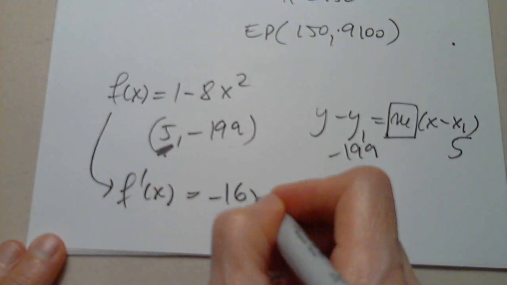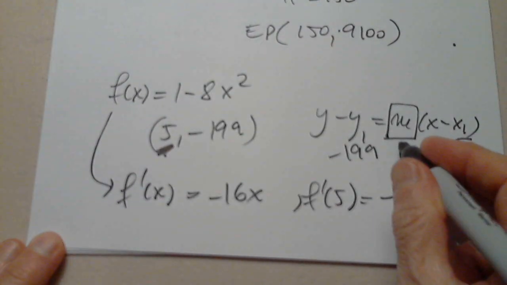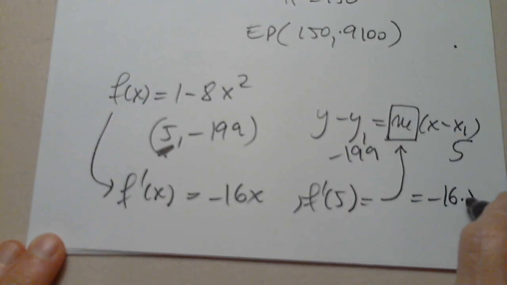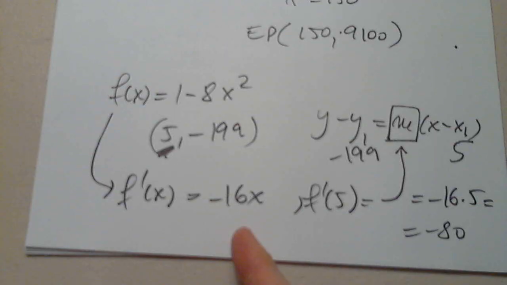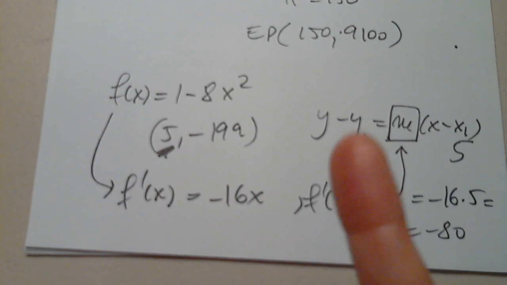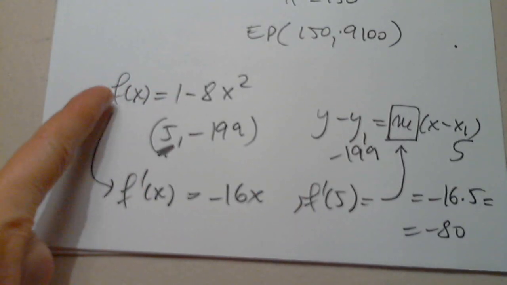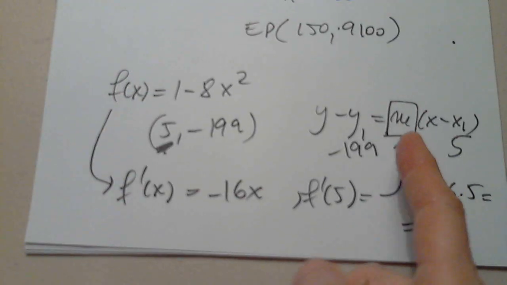So this is negative 16x. So f prime of 5 is the slope. So negative 16 times 5, which is negative 80. That's all I need to do. I need to find the derivative. So we found the derivative as negative 16x. I have to plug in 5 in the derivative, and that is the slope of the tangent line to the graph of this function at this point. And this is what I need. So this will be negative 80.